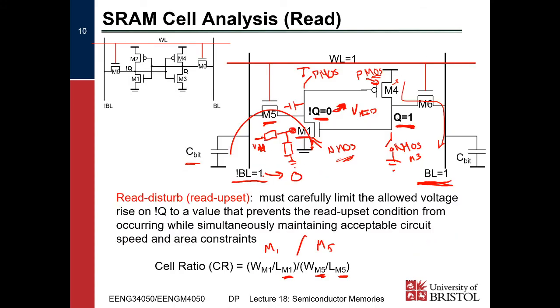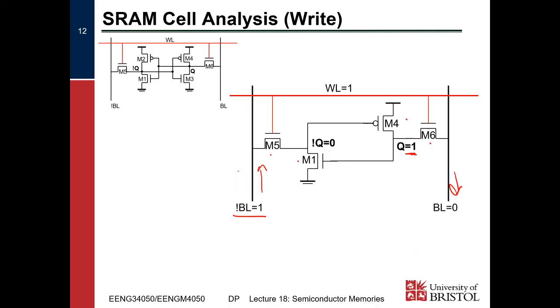Obviously, in order to avoid a read disturb, we know that M1 is stronger than M5 because it has to be in order to avoid the read disturb. So there's no way for this to force a 1 onto this node here, right? That can't happen. So what we need is for M6 to overpower M4, right?